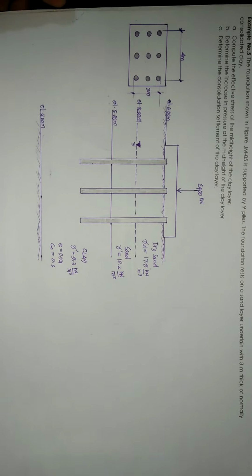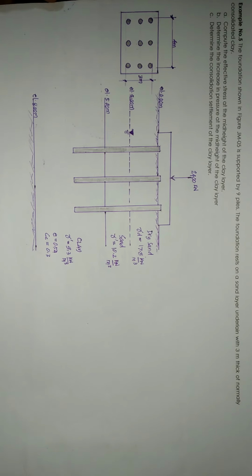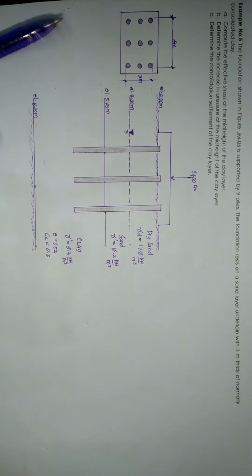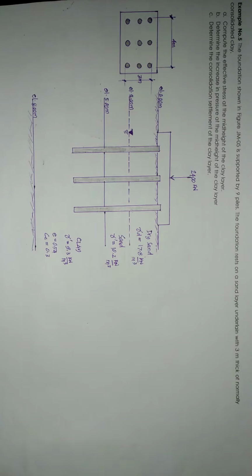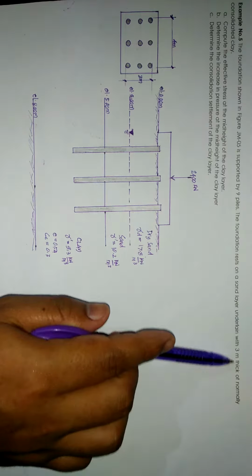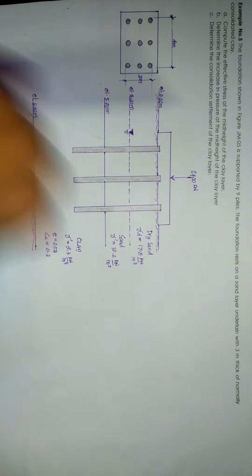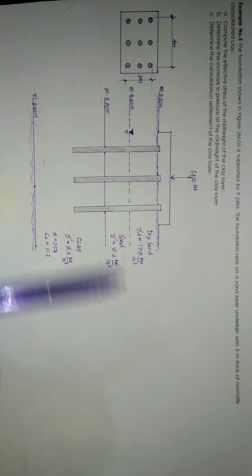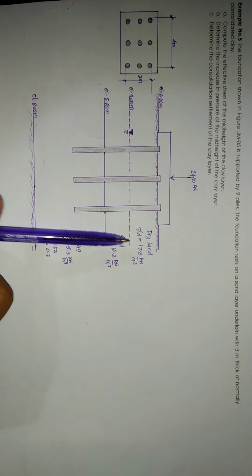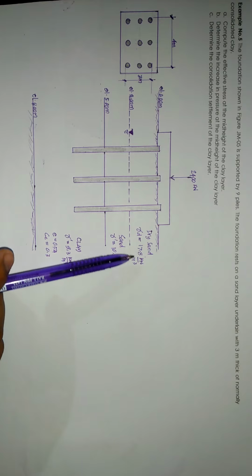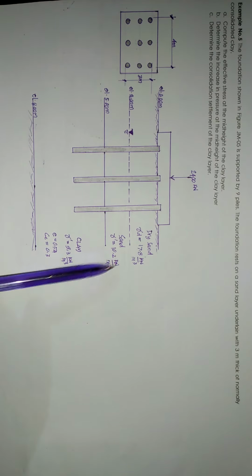Sabi niya dito, okay, example number 5, the foundation shown in figure jm-05 is supported by 9 piles. So, as we can see in this figure, we have 3, 6, 9. So, 9 piles. And then the foundation rests on a sand layer underlain with 3 meter thick of normally consolidated clay. So, napansin nyo dito, sa figure natin, meron tayong dry sand. Okay? Dry sand, sand, and then clay.